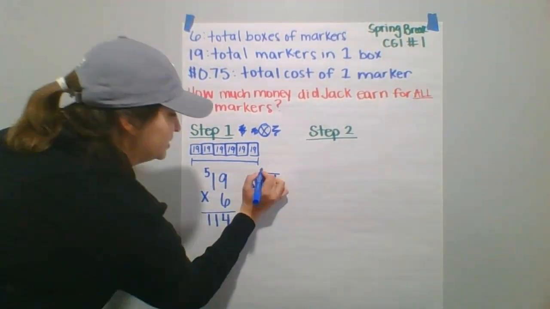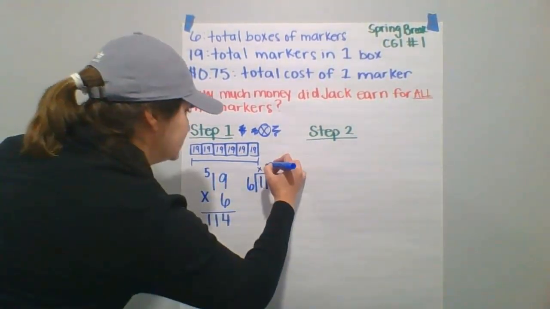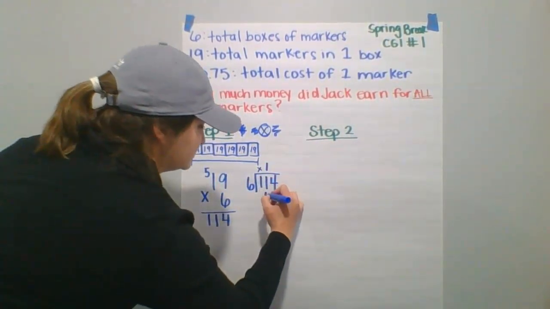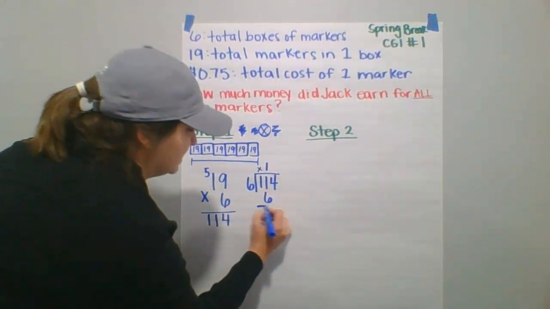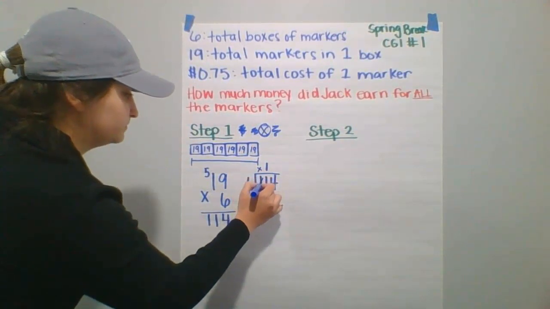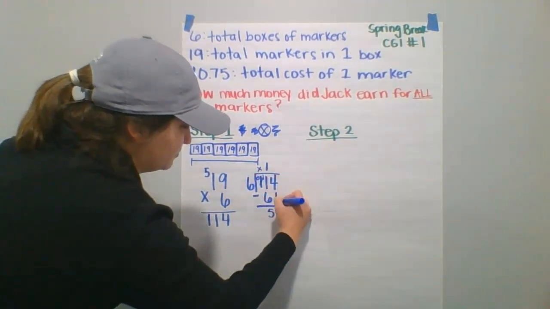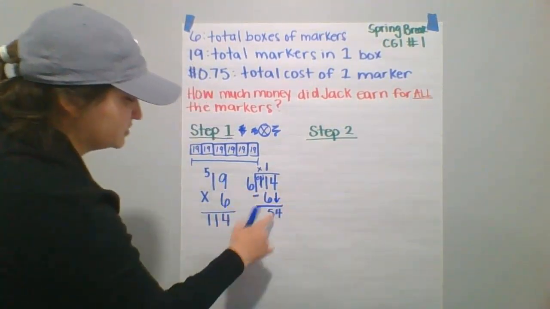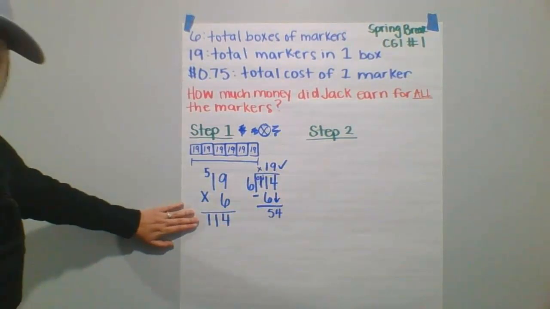6 cannot go into 1, but 6 can go into 11 one time. 6 times 1 is 6. Remember, it goes underneath that 1 and 11, and then we subtract. 11 minus 6 is 5. Bring down my 4. 6 goes into 54 9 times, so we are correct. So we have 114 markers.